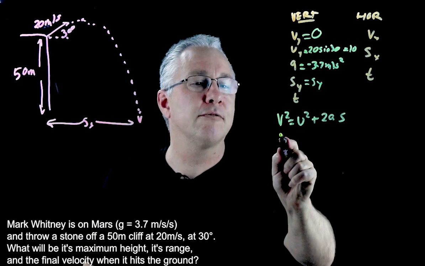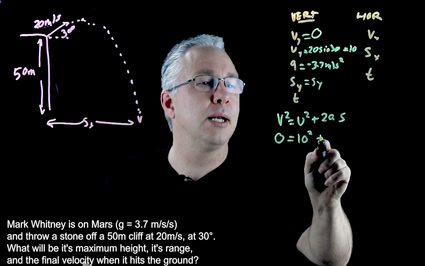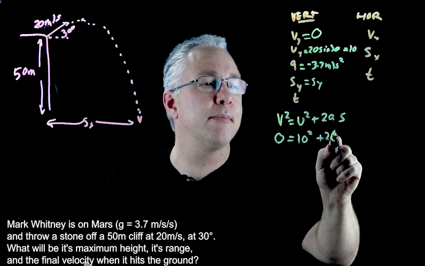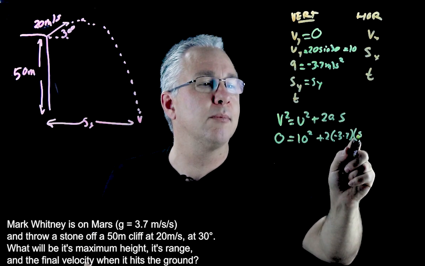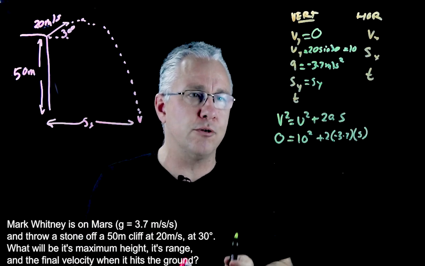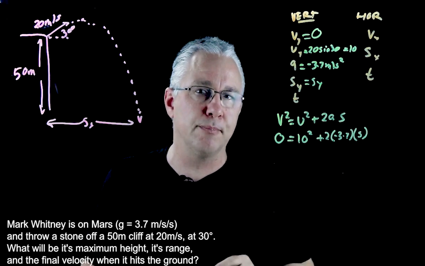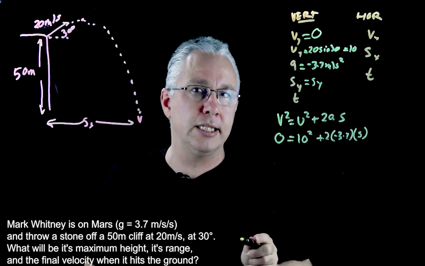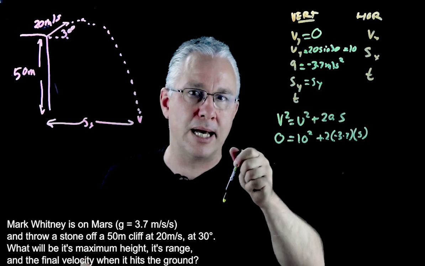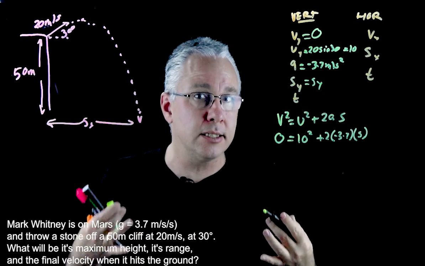Now you'll see I've got 0 is equal to 10 squared plus 2 multiplied by my negative 3.7 multiplied by my S, which is what I'm wanting to find there. Now, by the way, before I move on, I've made this negative, so I've actually stipulated, and this becomes very important shortly, that anything that's going down is actually in the negative direction. This negative is about direction. So you don't have to do that, but you just have to remain consistent in your direction.